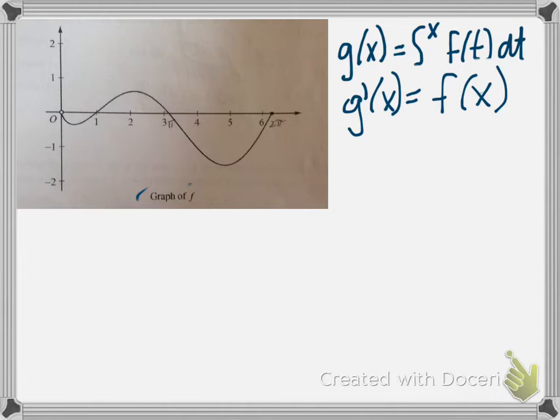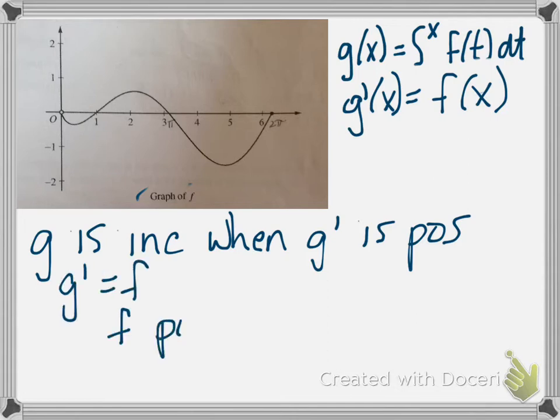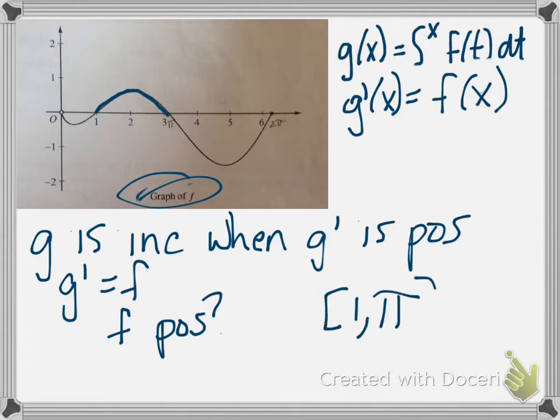When is g increasing? So just in general terms, g is increasing when g prime is positive. But we know that g prime equals f. So the real question is, when is f positive? So you're going to look at this graph of f, and when is it positive? That means above the axis, and it's from here to here. So that goes from 1 to pi. So that was the answer for part B.